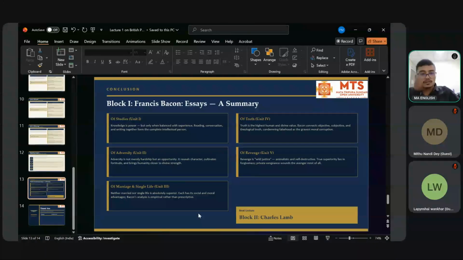Next is what we have covered today. I am not going to read all these points now. We have covered 5 essays of Francis Bacon: Of Studies, Of University, Of Marriage and Single Life, Of Truth, and Of Revenge. We have covered all these essays today. So in the next lecture, we shall focus on Charles Lamb. That is block 2, Charles Lamb, from unit 6 to unit 10.